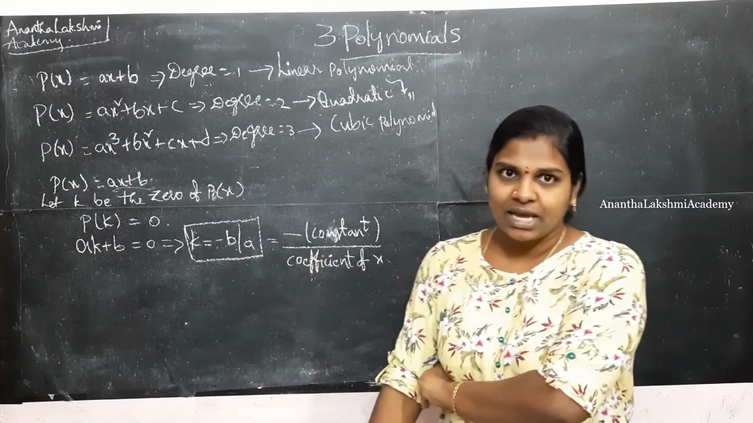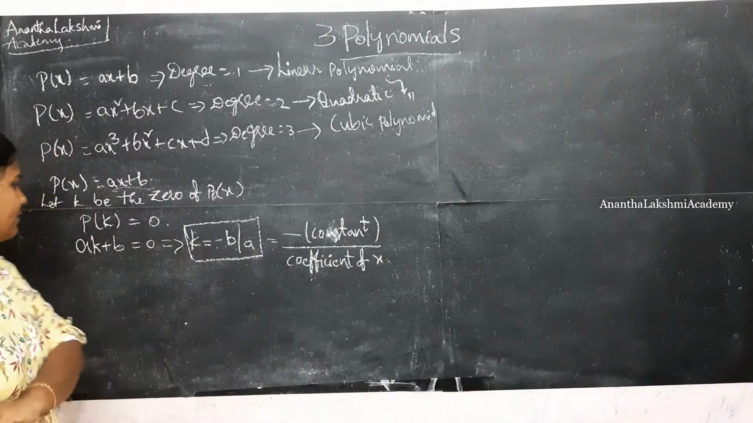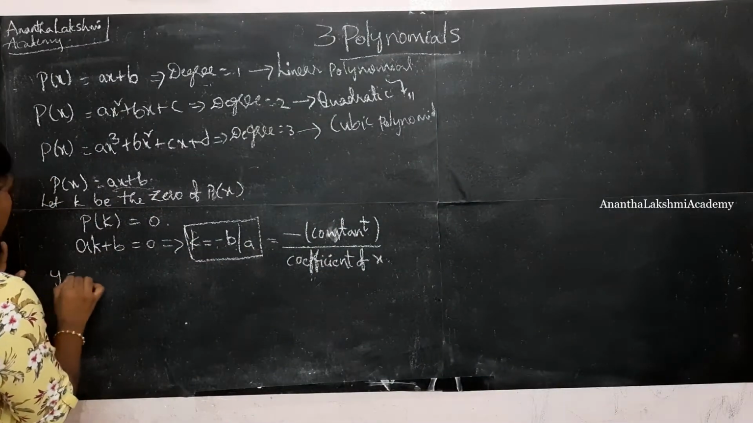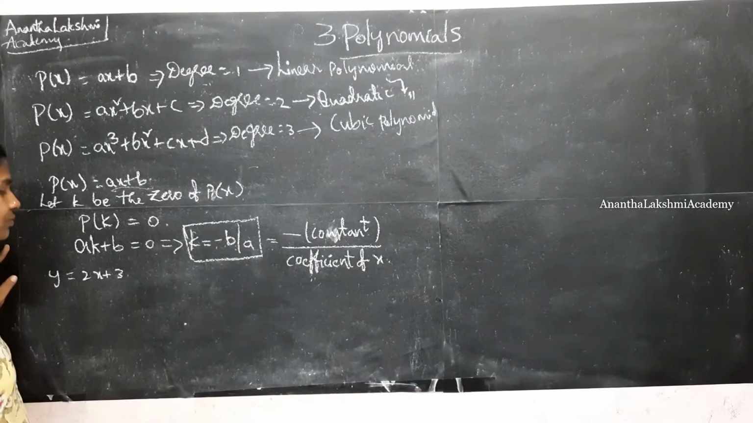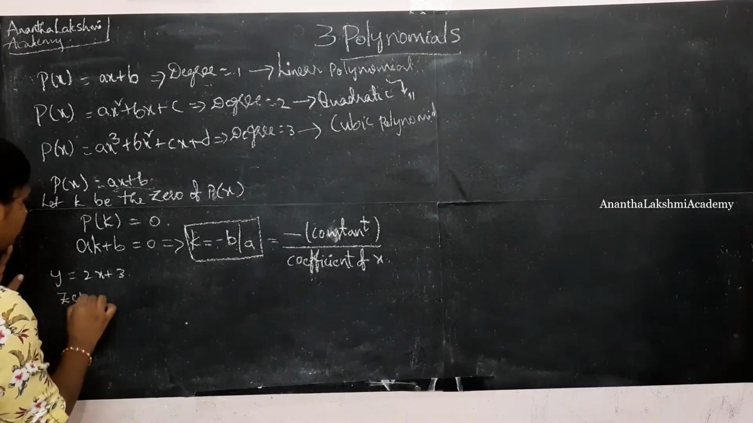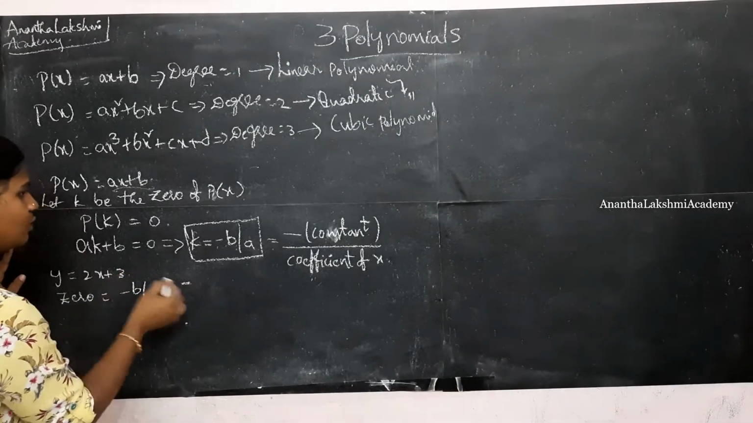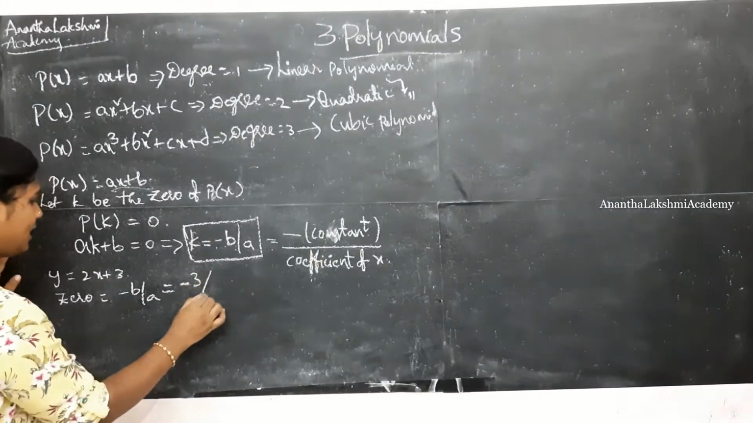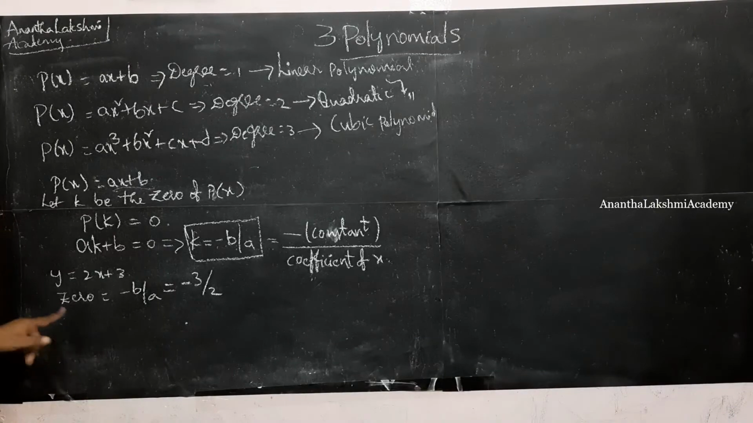Okay, so for an expression, say for suppose y is equal to 2x plus 3, what could be the zero? As per this, the zero is equal to minus b by a, right? Minus the constant. What is the constant? 3 by 2. Isn't it? Minus 3 by 2. Yes.